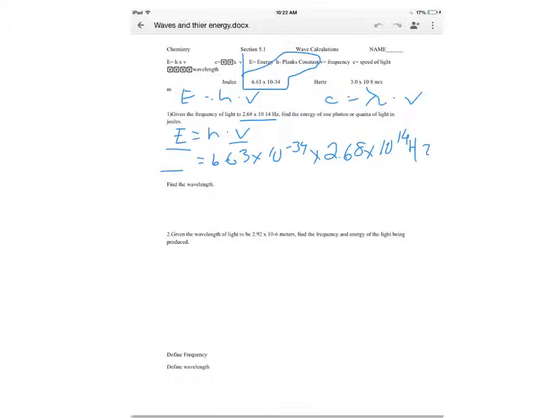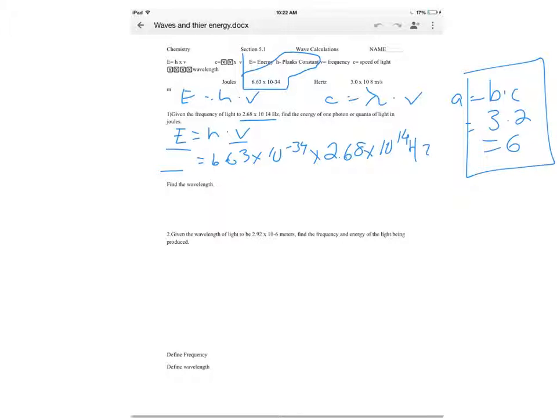I don't want to make this too simple, but A equals B times C is just the same problem as what you have right here. If B was 3 and C was 2 and you came up with 6, that's pretty easy, right? Well, if H is 6.63 times 10 to the negative 34th, and V is 2.68 times 10 to the 14th, it's just as easy as long as you got a calculator that you can put it in. So go ahead and punch those numbers in.